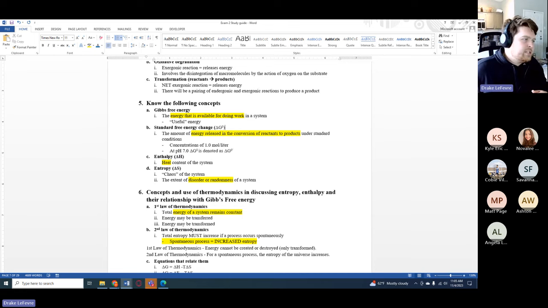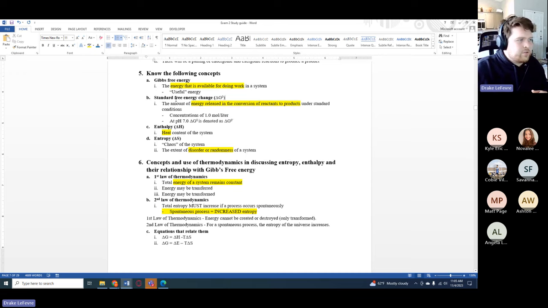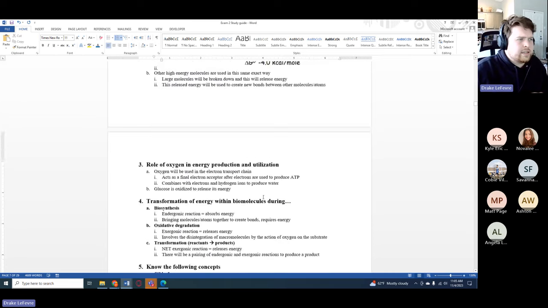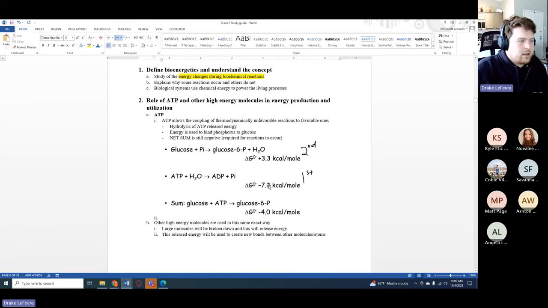Standard free energy change, that's our delta G. That's referring to the amount of energy released in the conversion of reactants to products, with the positive versus the negative delta G determining whether the reaction is endergonic or exergonic. One thing to add to that, the more exergonic a reaction is, so the more negative the delta G, the more likely that reaction is to occur spontaneously.